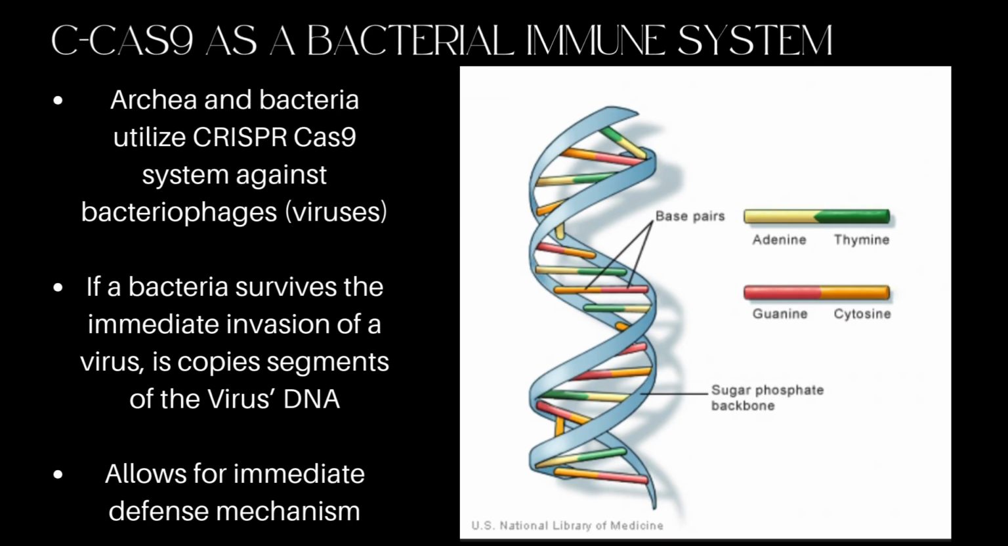So CRISPR-Cas9 is a bacterial immune system. We didn't realize that humans could utilize this until about 2012, like I said. In 1980, the Spanish biologist discovered that archaea and bacteria had utilized CRISPR-Cas9 against bacteriophages and viruses for many, many years. In other words, if a bacterium is able to survive an initial infection, it starts to grow an innate immune defense system, which we call CRISPR-Cas9.